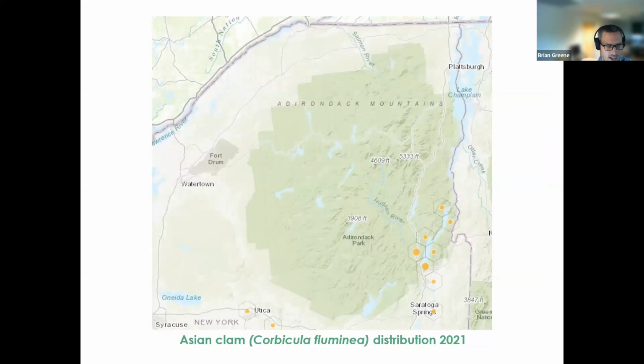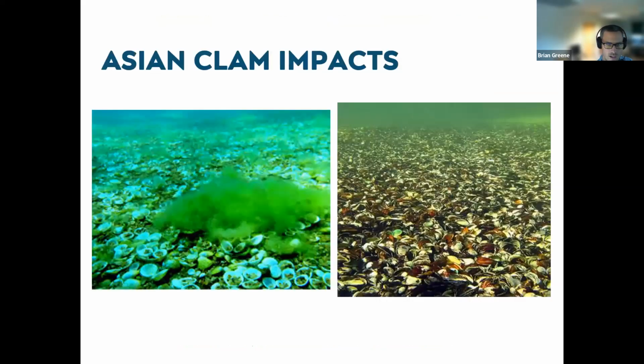We only have Asian clam in Lake George. So once again, this is an example of one that we just want to contain. The Asian clam can grow to really large populations. It's also one of these filter feeders that's causing these problems. So it is one that we want to keep out of our water bodies.